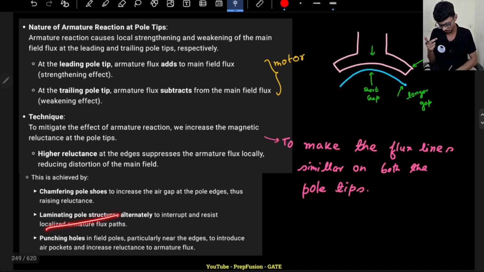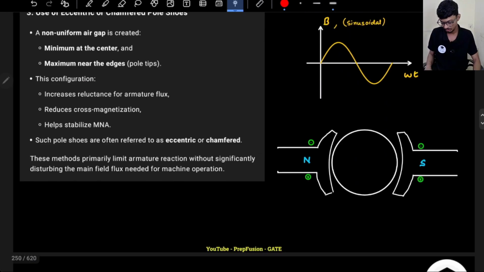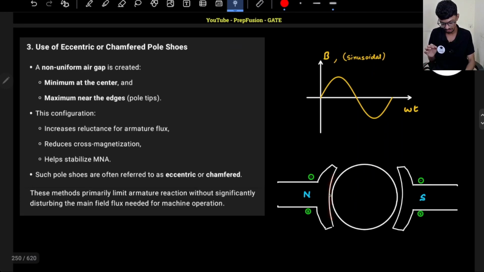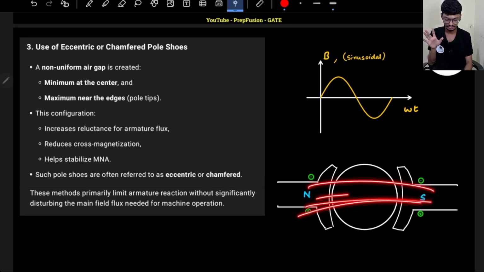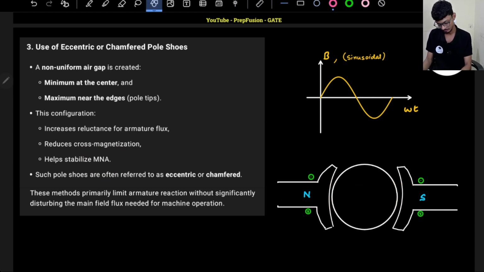And other ways are there: laminating, punching holes. This we already had discussed. So this is how we can chamfer the pole. Near the center, the air gap will be minimum, and near the edges the air gap will be maximum, so that the flux is purely sinusoidal. So here the main field flux will be almost stable. MNA will not shift because the main field flux will still be in this direction.